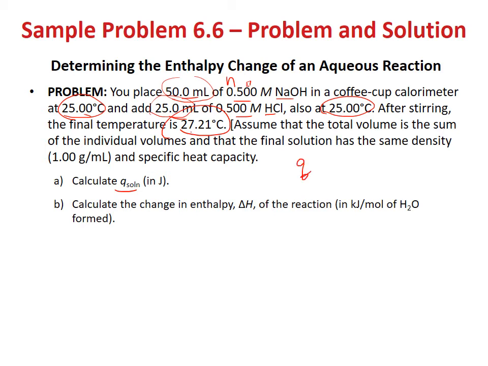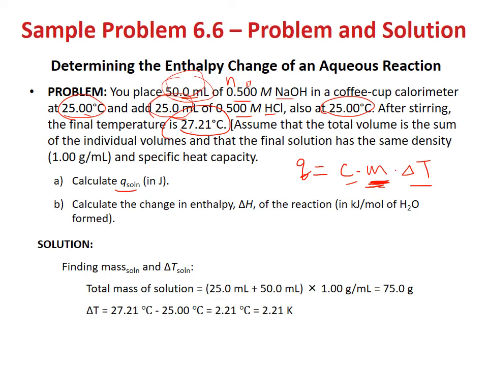So the heat water absorbed should be the heat capacity of water times mass times delta T. For the mass, we have the volume, 50 milliliter plus 25 milliliter, and we have the density, so we can calculate the mass. The density for water is 1 gram per milliliter, the heat capacity is 4.184, and the temperature changes from 25 to 27. So we can calculate the heat.